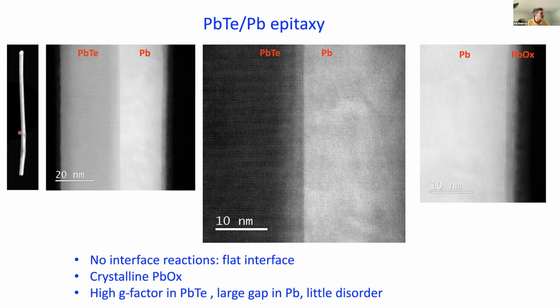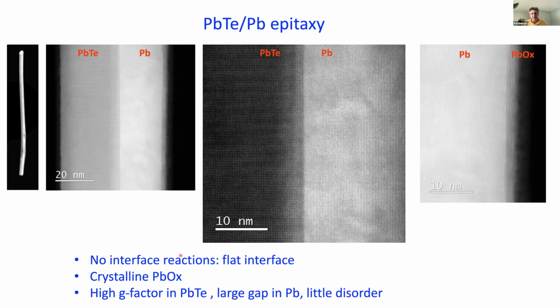But this is an overview of such a wire, where we have here lead telluride, and then here we have the lead shell. We can zoom in. And I must say that I've never seen such a nice and flat interface. So this is the lead telluride, this is the lead. And you can see that it's a super clear and sharp interface between the semiconductor and the superconductor. So disorder is very minimal at this interface. And now we can also look at the outer interface, between the lead and the vacuum. And here we form a lead oxide, which is crystalline, and that also results in a very flat interface between the lead and the outside world.